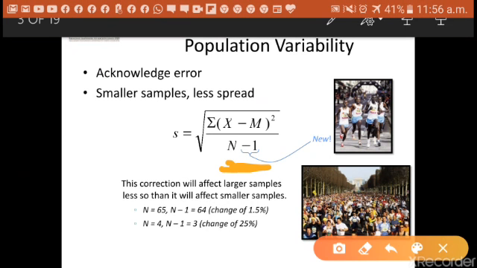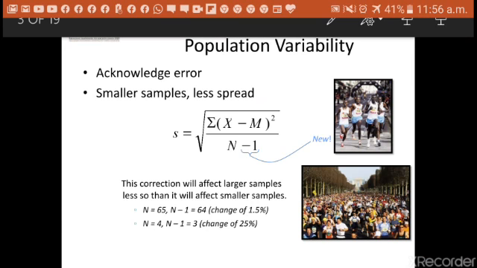How? If you have 4 as n, then 4 minus 1 is going to be a 25% change. If you have, say, 65 as n, then 65 minus 1 is 64, and that is going to be a change of 1.5%. This is how we try to reduce our denominator in order to have better inferential statistics.